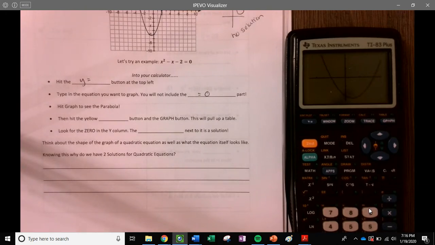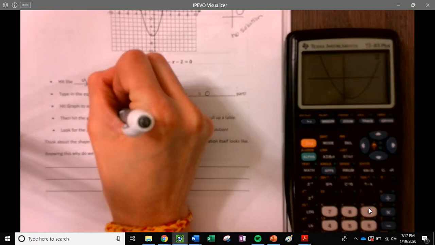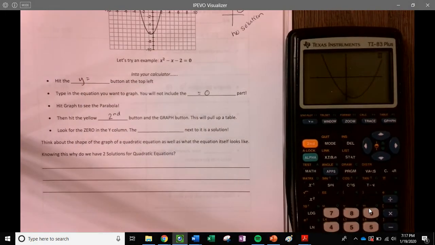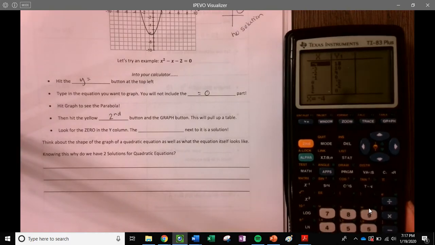Well, look at that. Isn't that nice? Crosses the x-axis in 2 spots. Awesome. So sometimes you can tell by looking at the picture what the solutions are. But just to be sure, let's look at the table. So you're going to hit the yellow second button. And then the graph button. And that's going to give you the table.